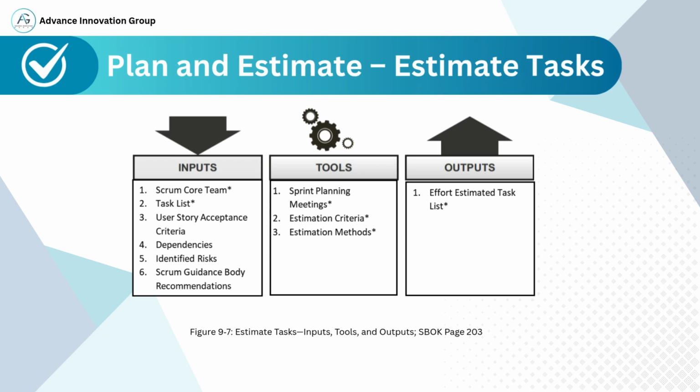The output is a well-documented effort-estimated task list. This list will form the basis of the sprint execution plan and helps in tracking progress throughout the sprint. Accurate estimation is critical because it directly affects the team's ability to deliver the sprint goal and manage capacity effectively.